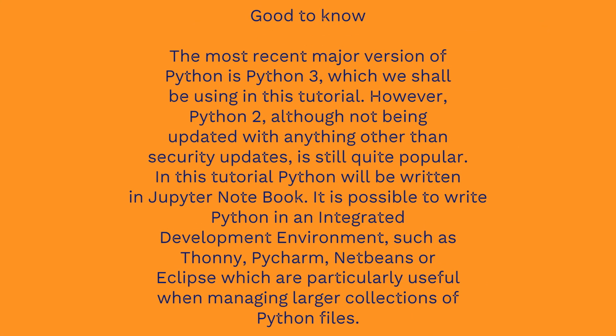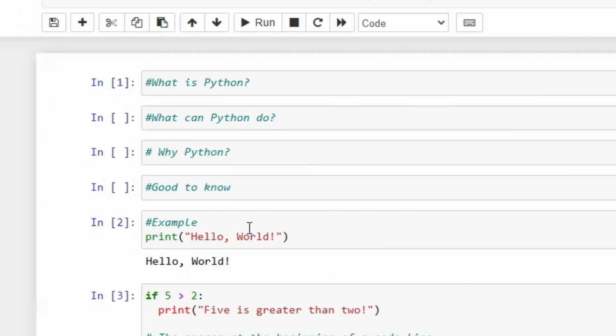So, good to know: the most recent major version of Python is Python 3, which we shall be using in this tutorial. However, Python 2, although it's not being updated with anything other than security updates, is still quite popular. In this tutorial, Python will be written in Jupyter Notebook. It is possible to write Python in an integrated development environment such as Thonny, PyCharm, NetBeans, or Eclipse, which are particularly useful when managing a large collection of Python files. Hope you understand this, and we will see a few examples.